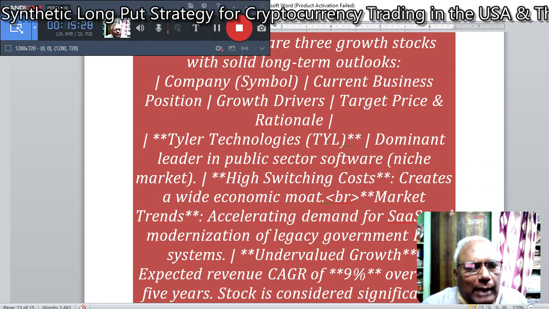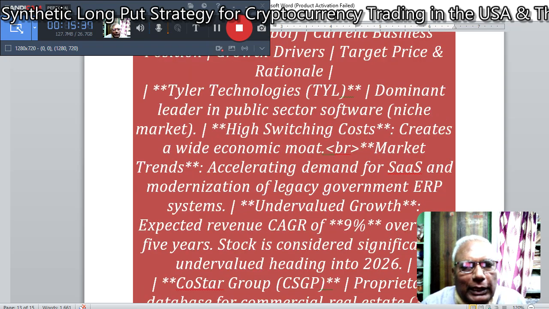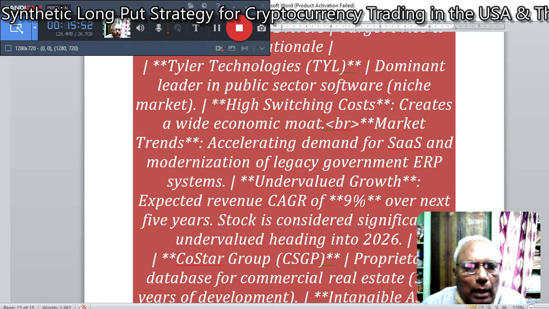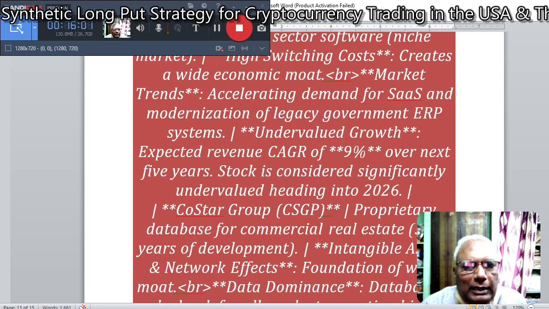First company is Tyler Technologies, TYL, a dominant leader in the public sector software niche market. High switching costs create a wide economic moat. Market trends: accelerating demand for SaaS and modernization of legacy government ERP systems. Undervalued growth, expecting revenue CAGR of 90% over the next 5 years. The stock is considered significantly undervalued heading into 2026.